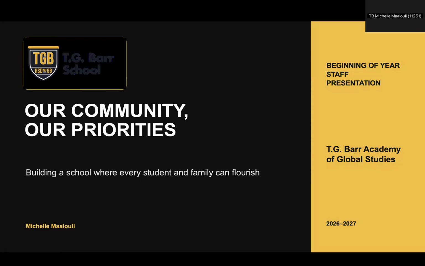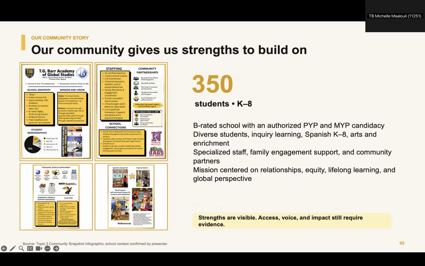Welcome back, everyone. As we begin the school year, I want us to start with our community rather than with a new program initiative. Our two priorities are to engage families in ways that strengthen student learning and to make inclusive learning and belonging visible in our everyday work. These goals come directly from what our community snapshot shows about TG Bar. By the end of this presentation, every staff member should understand why these goals matter, what we are going to do, what each role contributes, and how we will know whether our work is making a difference.